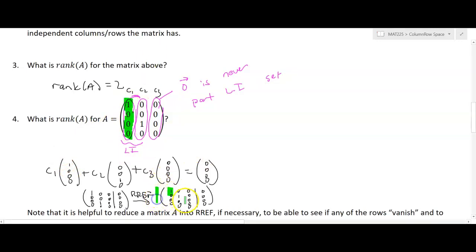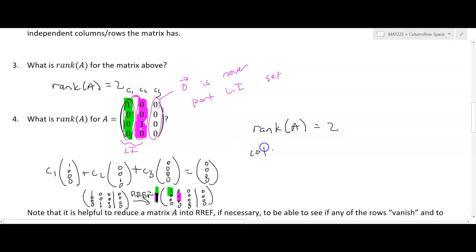Go to the second row. In the second row, I see that there's a 1 in the second column. That means the second column vector is part of that linearly independent set. But once I go into rows 3 and 4, I see zeros all the way across. And so that tells me that there are no other linearly independent columns in that matrix. So I could say that the rank of A is equal to 2.